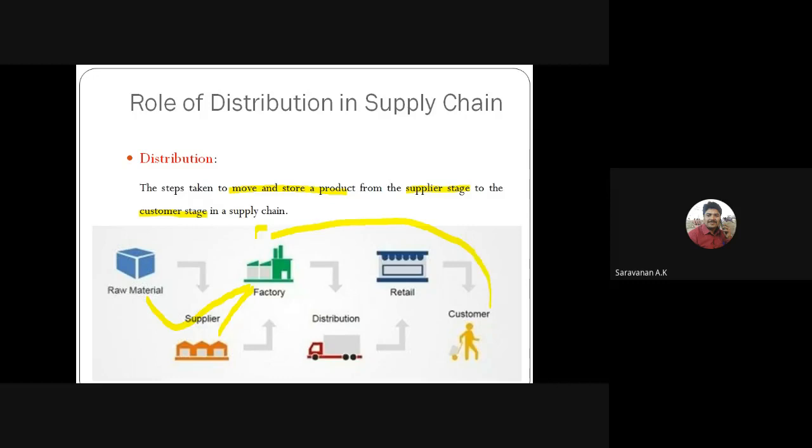Then the goods will be transferred to the customers, either directly, where we ship directly and move the product from the factory to the customer, or it may go via some distribution channels. So what are the distribution channels? Distributors, wholesalers and retailers are there. They are included in the distribution channels. So this is called the distribution network or distribution management.